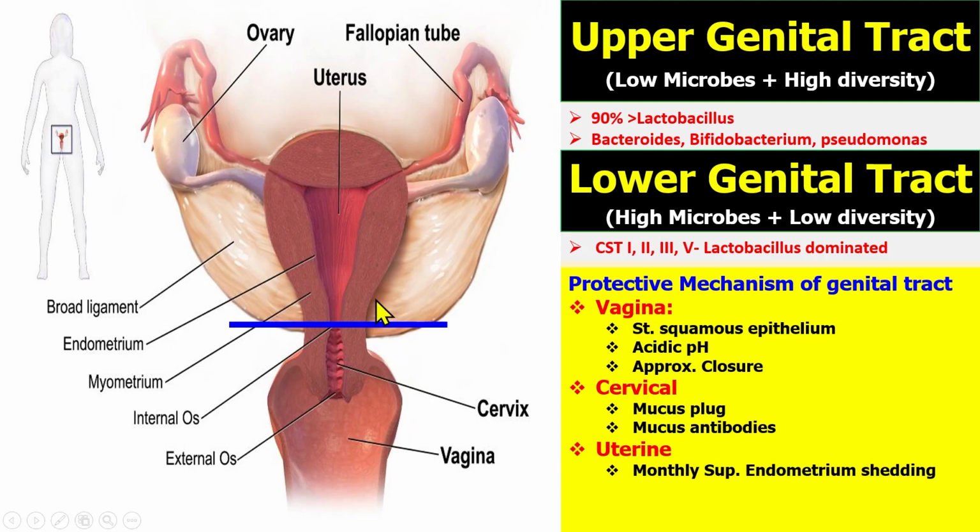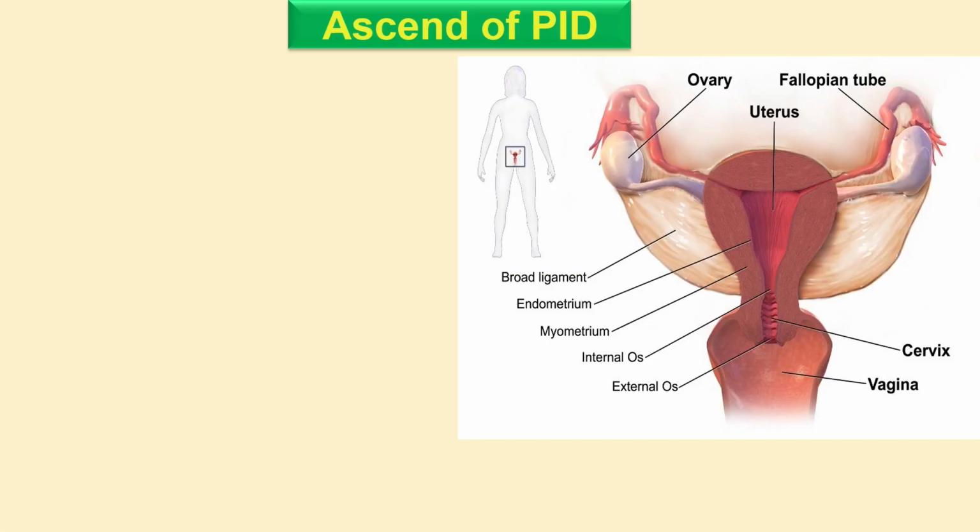Okay, and in the uterus, there is monthly menstruation, so the endometrium sheds, which prevents the growth of microbes. And in the fallopian tube there is ciliary movement downward in each menstrual cycle, which decreases the risk of infection. Okay. If the barrier breaks, what will happen?